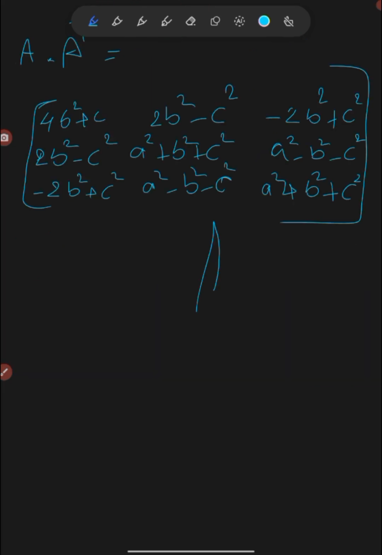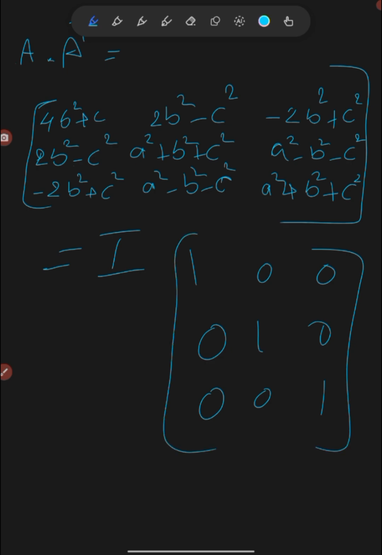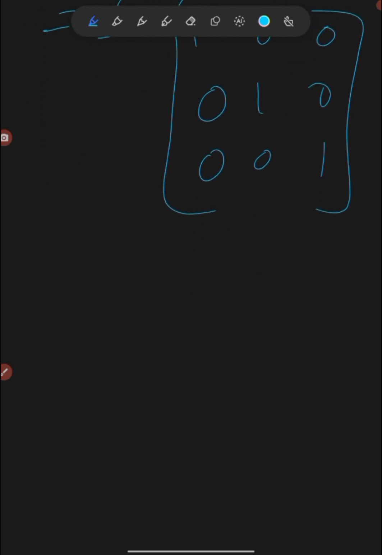We can take this equal to the identity matrix. For a 3 by 3 identity matrix, we take 1 0 0, 0 1 0, 0 0 1. The corresponding elements will be equal to the given values of the identity matrix. Next, go on to find the solutions.